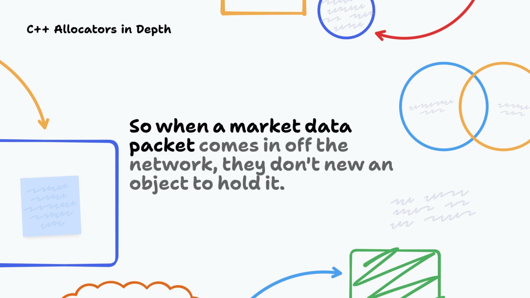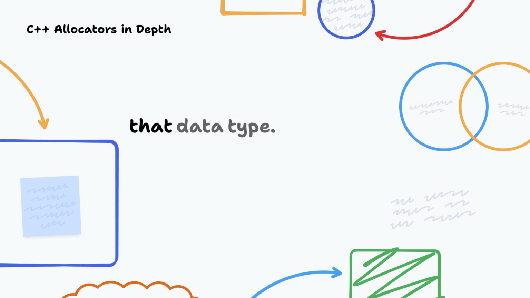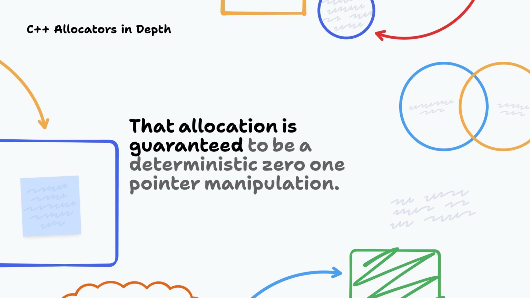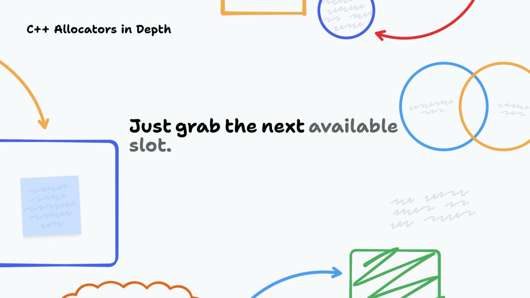So when a market data packet comes in off the network? They don't new an object to hold it. They grab a pre-allocated, possibly even pre-constructed object from a dedicated free list or pool associated with that data type. That allocation is guaranteed to be a deterministic O(1) pointer manipulation. No system calls, no locks, no searching free lists, just grab the next available slot.